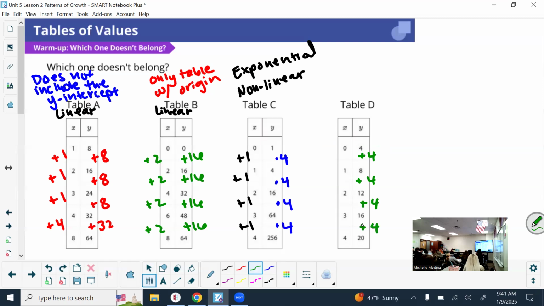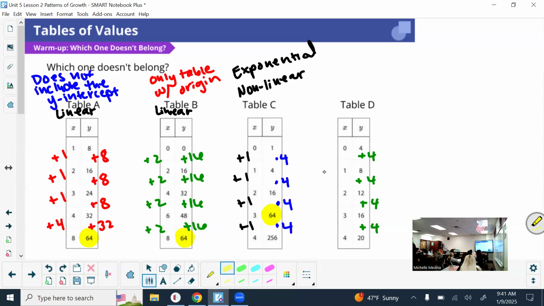I do agree that table D is a little harder to pinpoint some things that are different, but again, it could be simple. I'll give you a simple one. You could have said table D doesn't belong because it's the only one that doesn't have a 64 in the y values. It just doesn't. But it could be really that simple. There's not much else about table D.